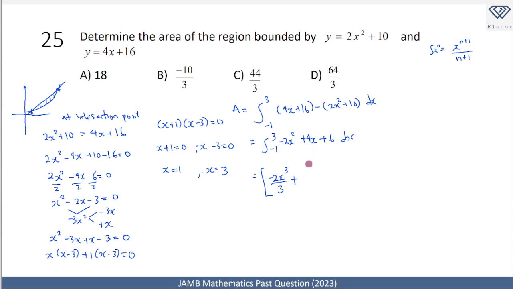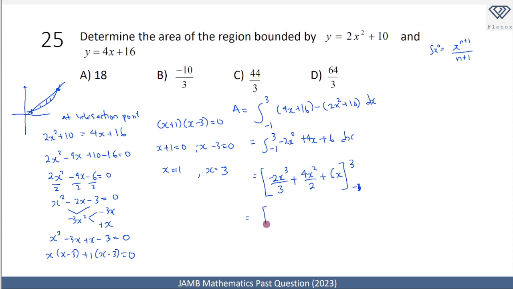Then in this case, I'm going to have 4x. This is like x to the power of 1. So 1 plus 1 will be 2. So I have 4x squared divided by 2. Then for the last part, I just need to add x to it, plus 6x. And I'm going to be integrating from the bounds of minus 1 and 3.